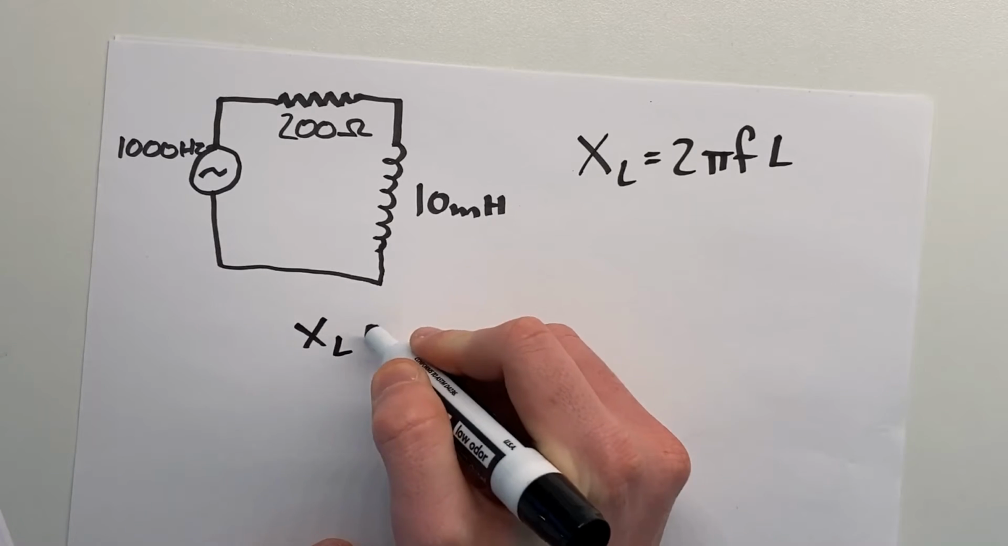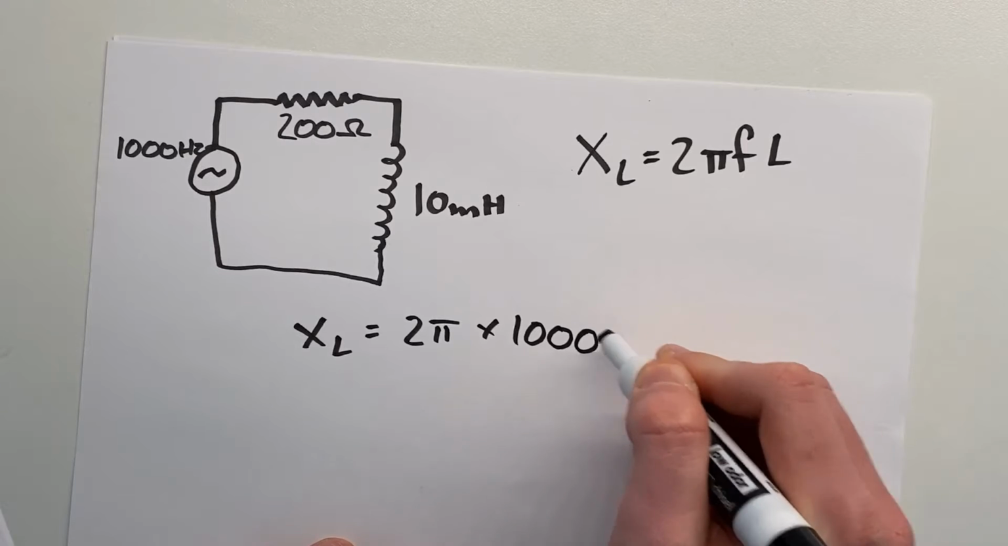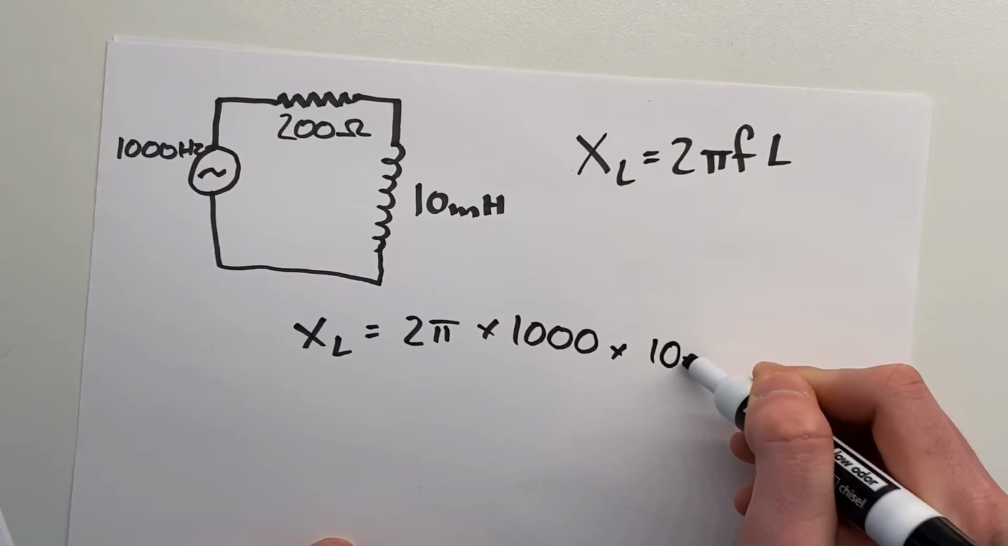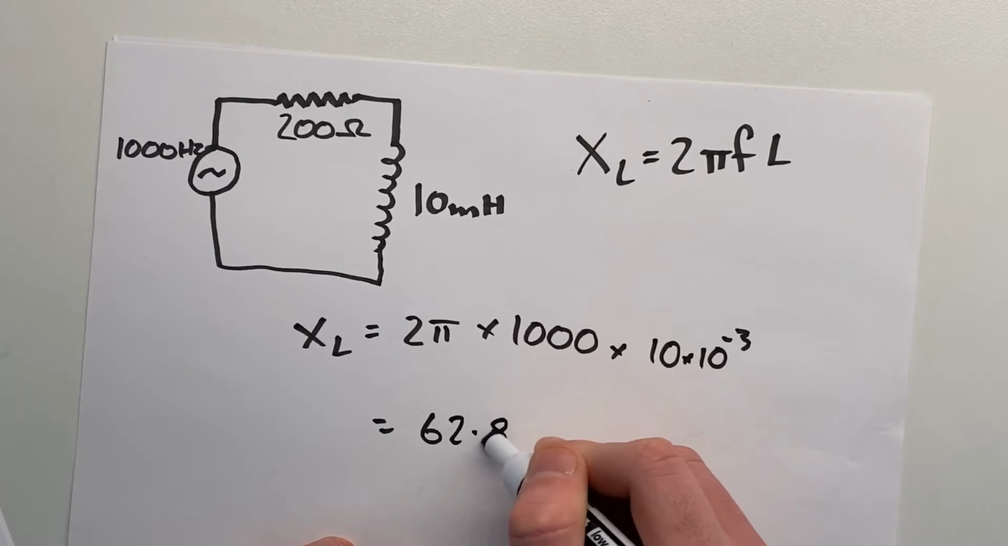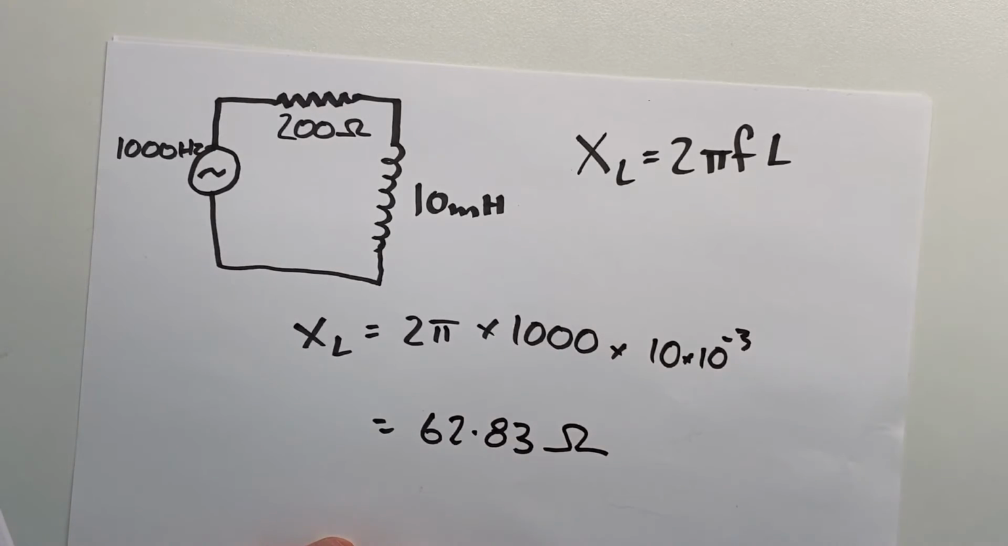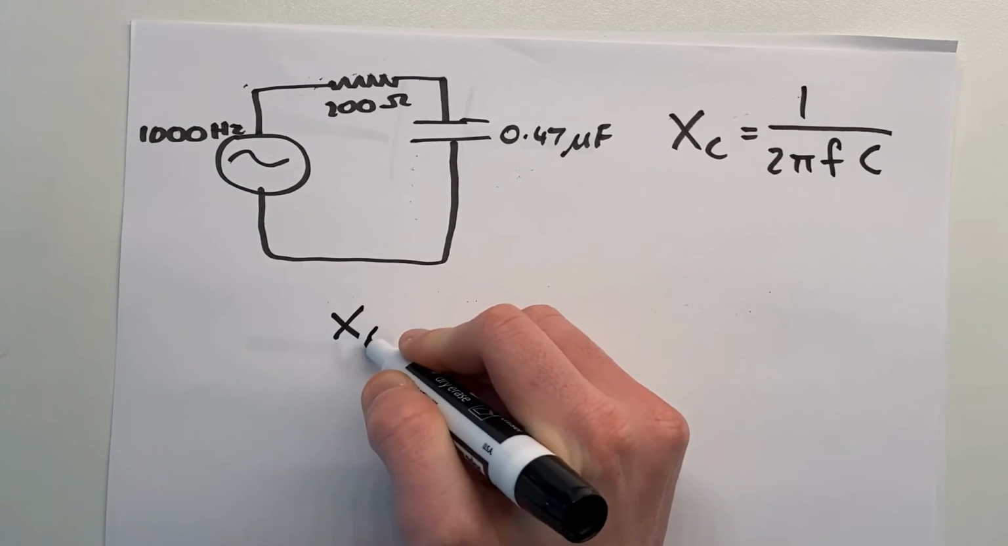An example of reactance across an inductor can now be analysed. The circuit shown below has a frequency of 1000 Hz, a resistor of 200 ohms in series with a 10 mH inductor. Following the formula, we can find that XL is equal to 62.83 ohms.